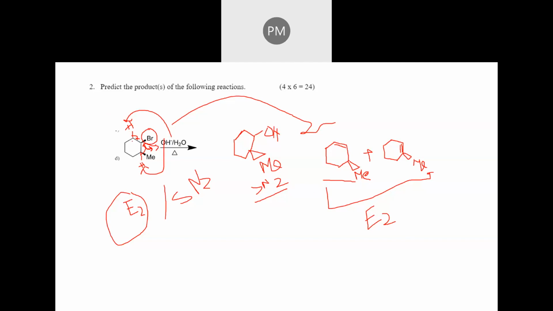So for the first case the double bond will be here, and then for the next one there will be a double bond and Br is leaving out, so the product will be like this.